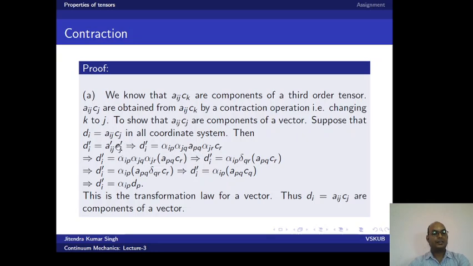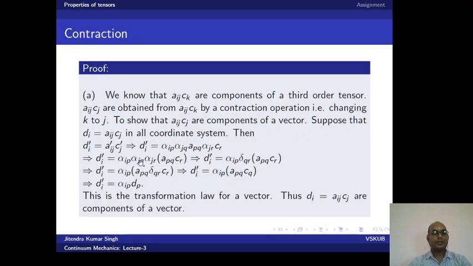And Ci is the component of a vector, so it will follow the transformation law for a first order tensor, that is a vector. So we can write Cj dash is equal to alpha jr Cr. Therefore Di dash is equal to alpha ip, alpha jq, alpha jr, Apq, Cr.